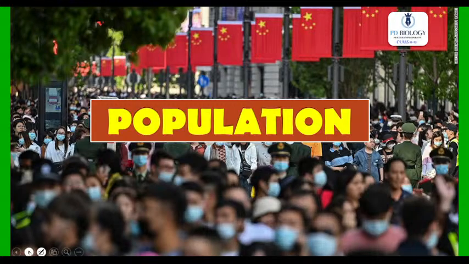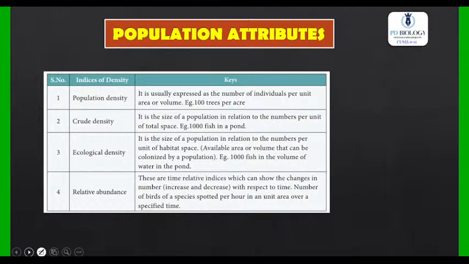So moving to our next topic, population. See, the different keys, the indices of density: the population density, the crude density, ecological density, and relative abundance. So take a screenshot here. It is usually expressed as the number of individuals per unit area or volume. That is the population density.